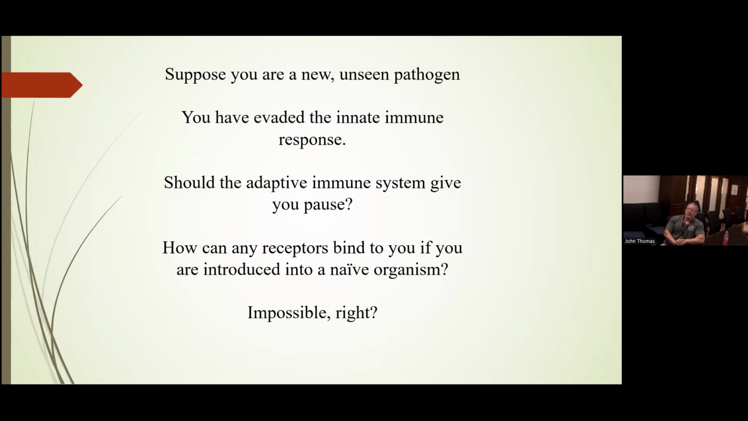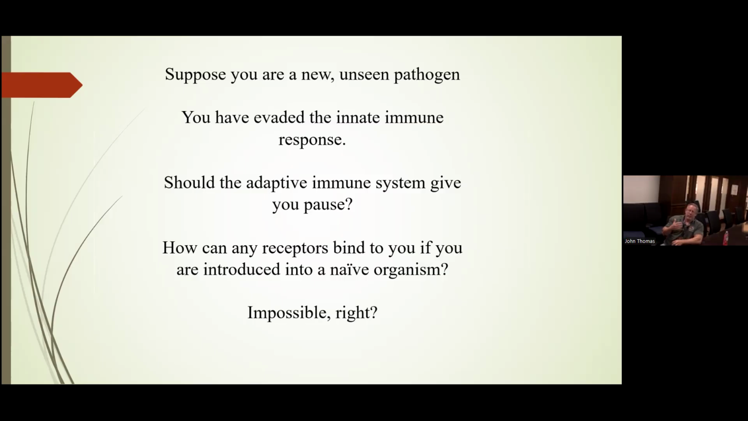So let's suppose that you are a brand new unseen pathogen. You have never infected this person before, and somehow you've been able to evade the innate immune response. Perhaps there was a cut in the skin and you were able to evade the innate immune response. Should you be worried about adaptive immunity?